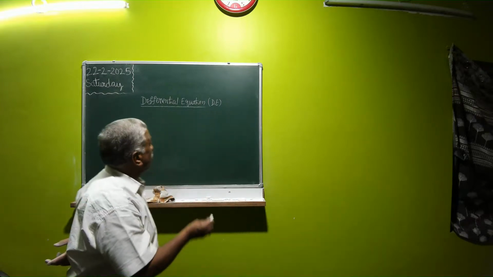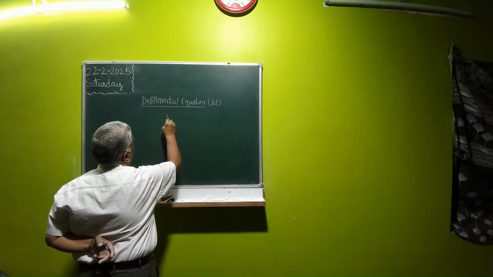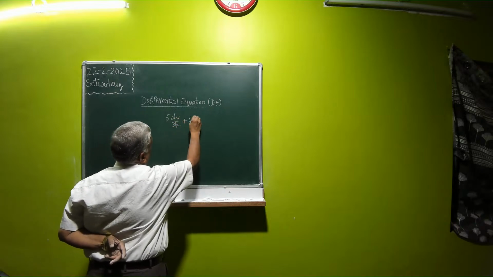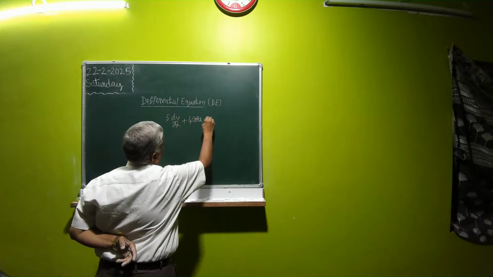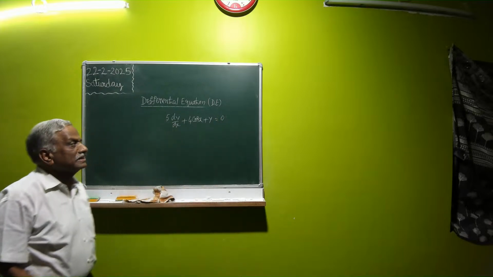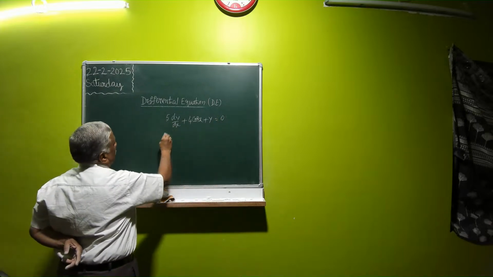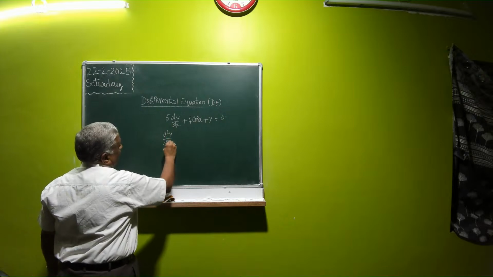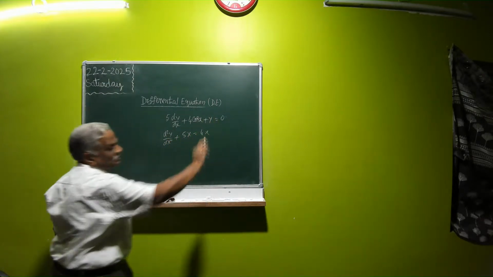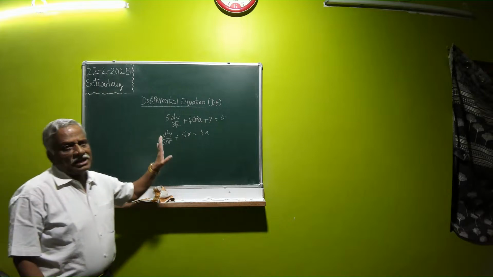For example, 5 dy by dx plus 4 cos x plus y is equal to 7, something like this. Or d square y by dx square plus 5x is equal to 4x, something like this.